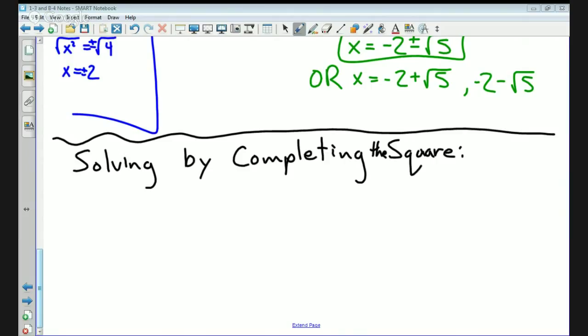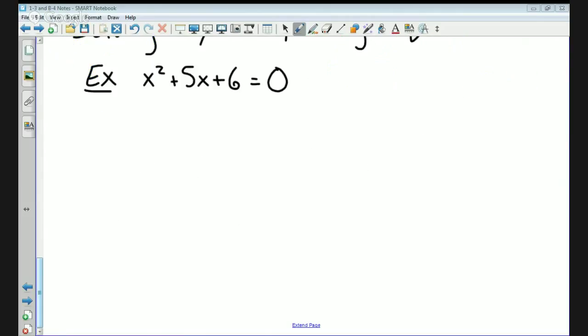So solving by completing the square, let's go ahead and just take a look at an example. x squared plus 5x plus 6 equals 0. So we've already seen the answer to this. But I want to just show you how to get there in a different way.